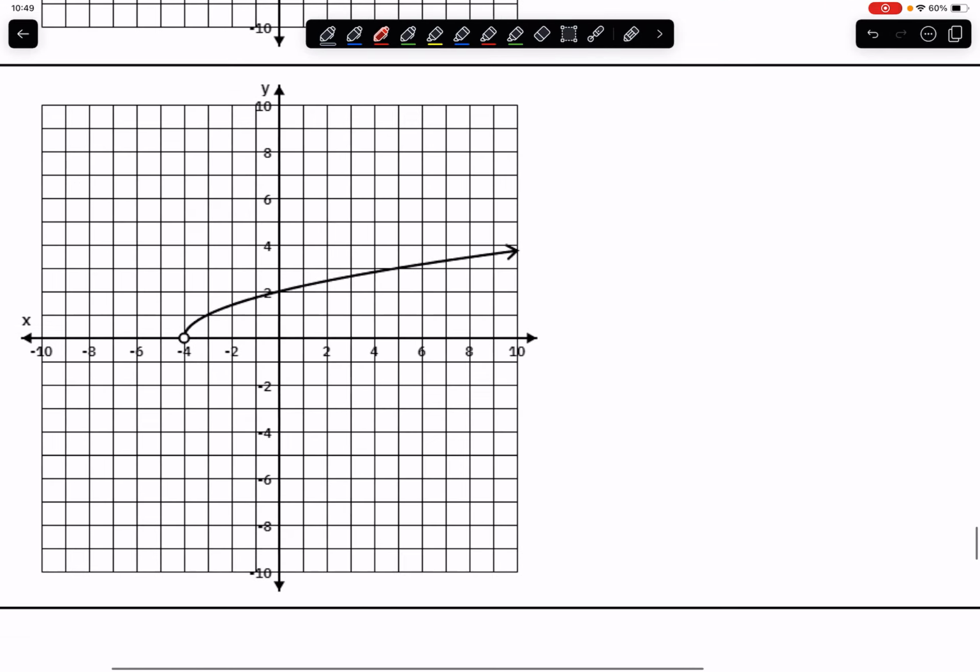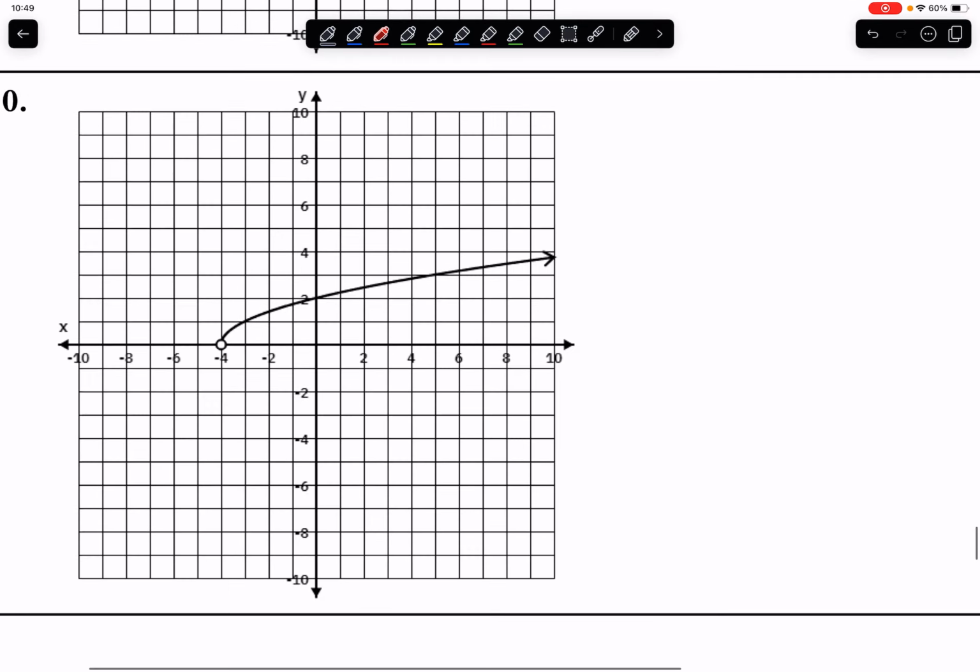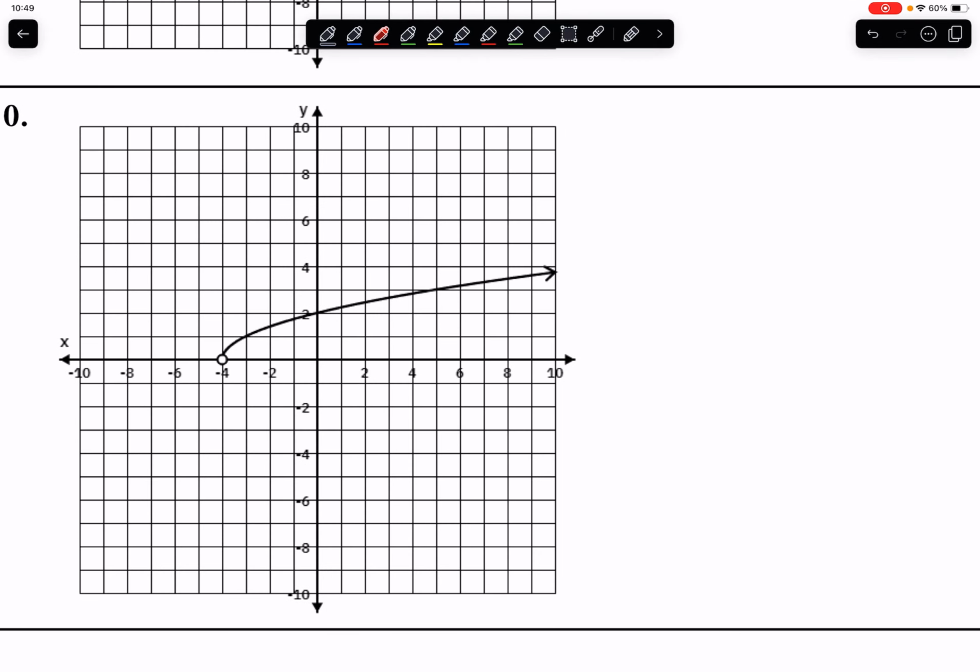Let's see, you try this example right here. So pause the video and try this example. Okay, let's check your work now.